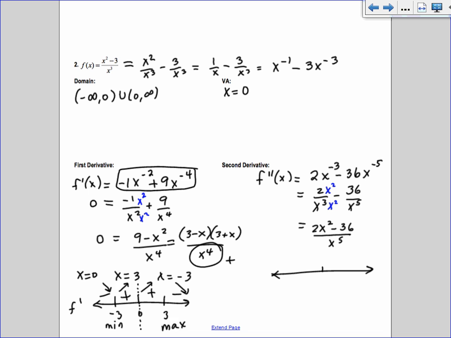So for the second derivative, I have 0. What else do I have? I would have x squared equals, I would add the 36 and divide by 2, so I'd have 18. So how do you? Square root of 18, which is 3 root 2.